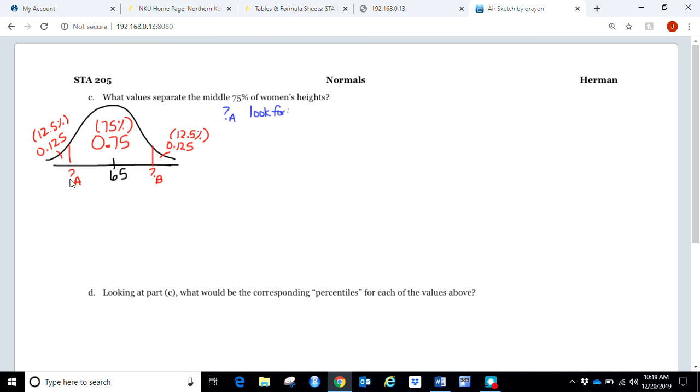So our first question then is, how much is to the left of this value? Well, that's our 0.125 that we just talked through. So that's going to be the number I'm going to go looking for in my table, is 0.1250. For question mark A, I know that it's going to be below the mean, so my z-score should be negative.